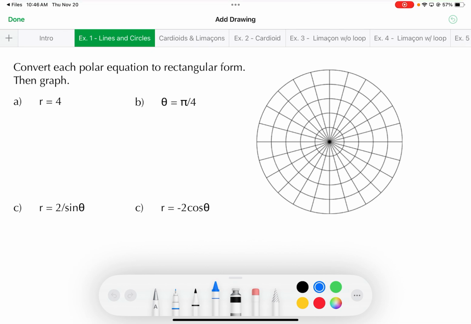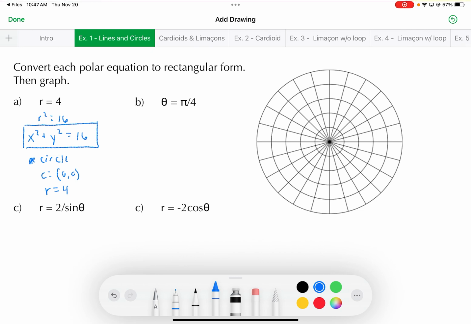R equals 4. If I square both sides, I end up with r squared equals 16. And then I can convert r squared to x squared plus y squared. And what do I have there? That is an equation of a circle. What's its center? It is the origin. And its radius is 4. So does that make sense in polar form? We'd call that r equals 4.